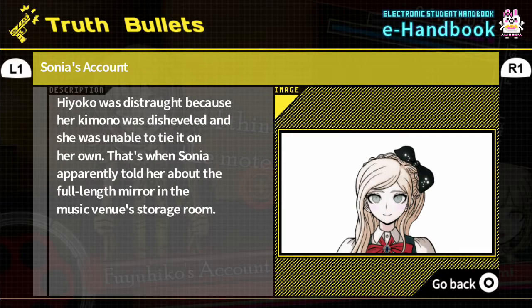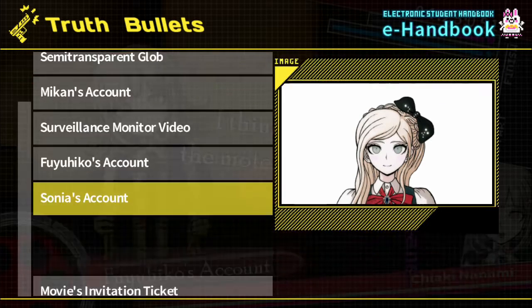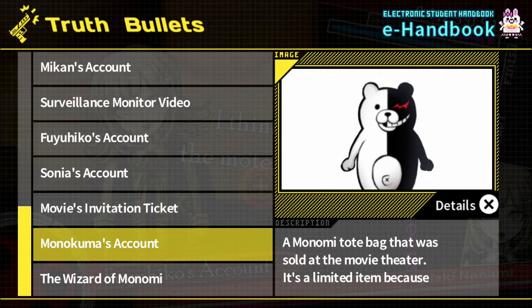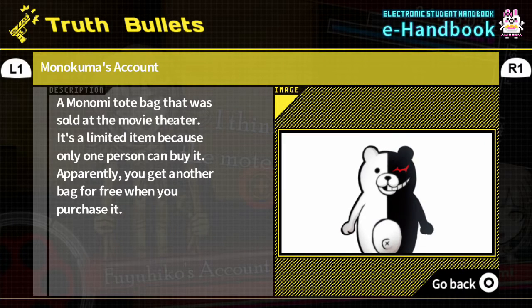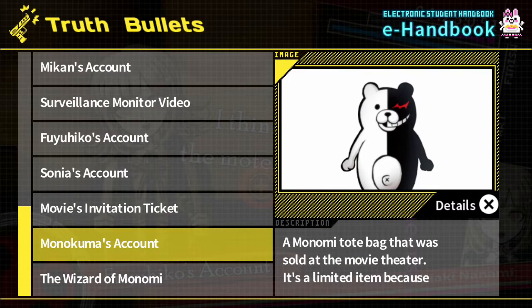Sonia's account. Hiyoko was distraught because her kimono was disheveled and she was unable to tie it on her own. That's when Sonia apparently told her about the full-length mirror in the music venue's storage. Monomi tote bag that was sold at the movie theater. It's a limited item because only one person can buy it. Apparently you get another bag for free when you purchase it.